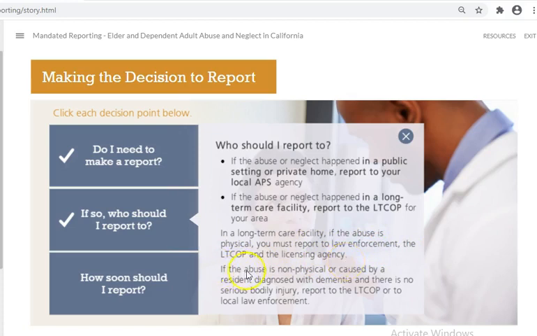If the abuse is non-physical or caused by a resident diagnosed with dementia and there is no serious bodily injury, you should report to the Long-Term Care Ombudsman Program or to local law enforcement. If you are unsure of where to report, contact your local APS agency or the Ombudsman Crisis Line for assistance.